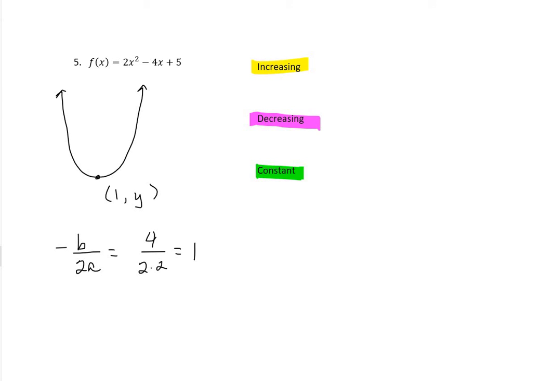When I'm reading my graph, I'm starting at the left and then I'm going down. So I can see that my graph is decreasing here. And once I get to that vertex, then my graph starts going up. It's increasing. So it's increasing from 1 to infinity. It's decreasing from -infinity to 1. And there's not any part of the graph that has a constant value.